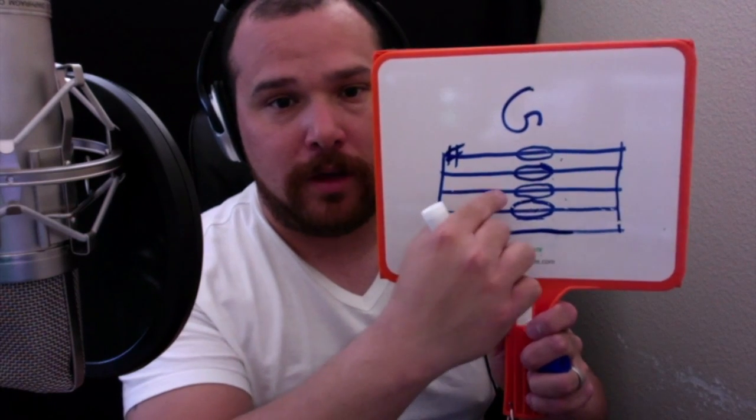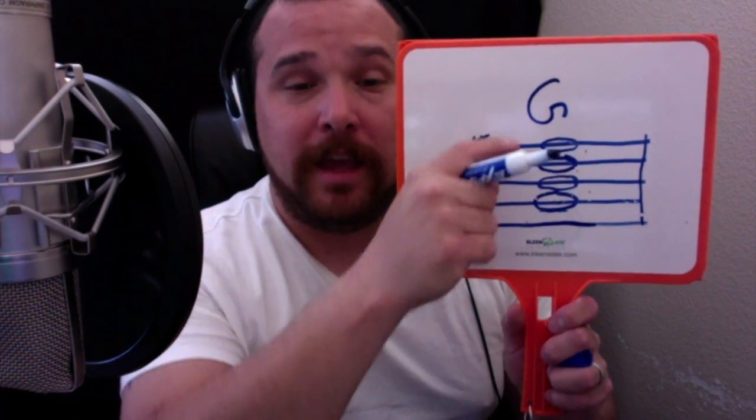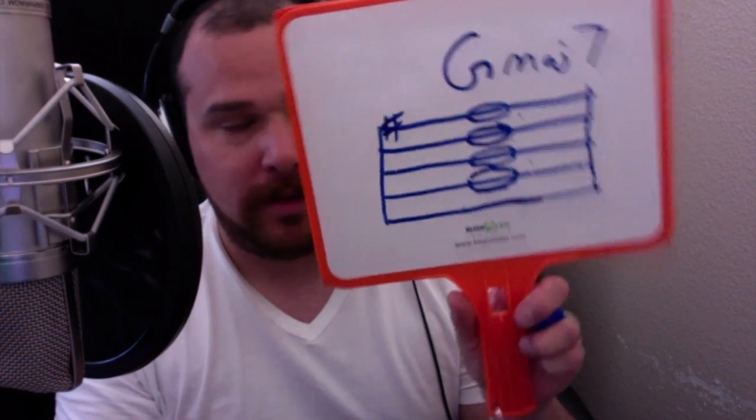So, G, B, D, F sharp. This now is a G major 7th. There you go. You've just built a chord. Congratulations. So, how would this sound?